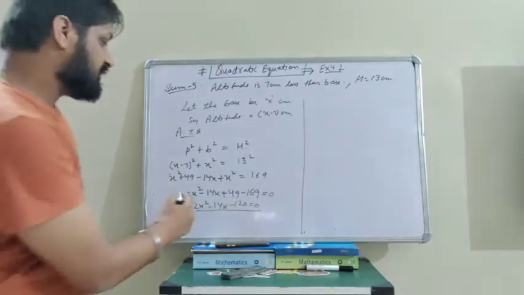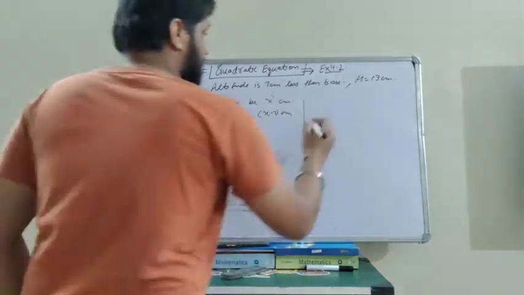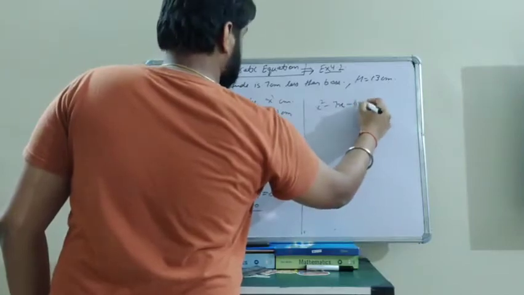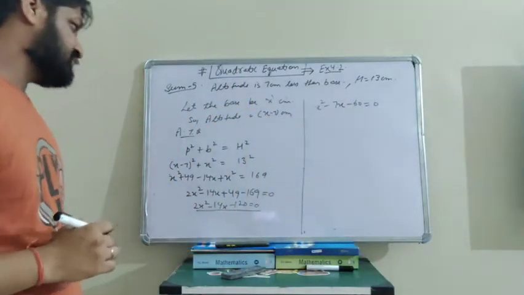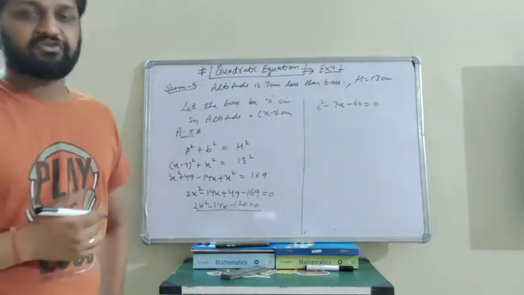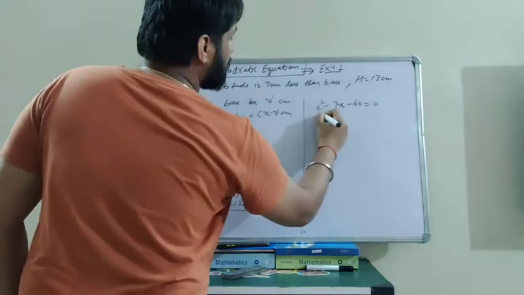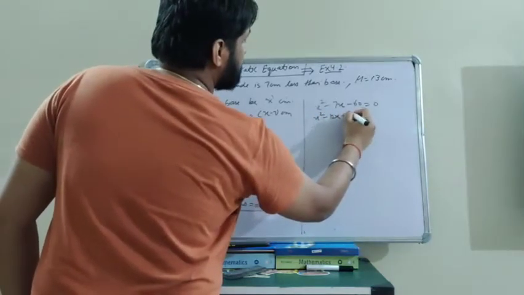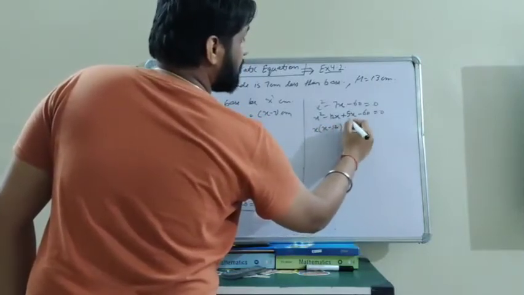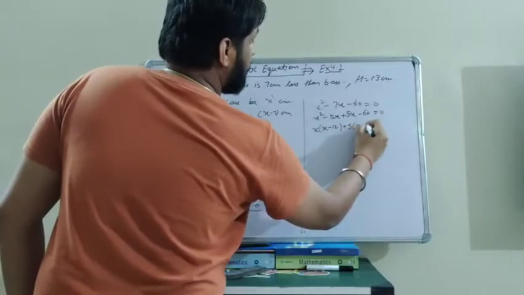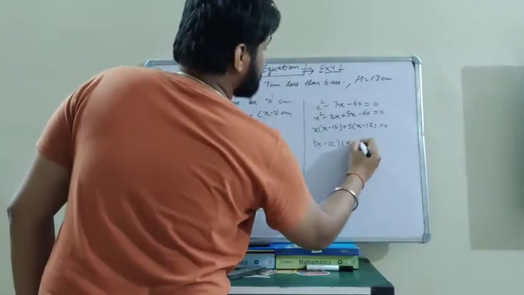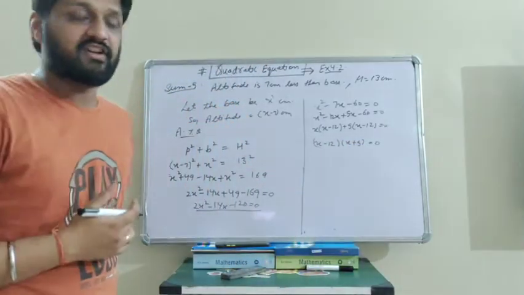As we can see that 2 is common in all the three terms, it will be written as x square minus 7x minus 60 is equal to 0. Now again we have to split this. So how will we split this? x square minus 12x plus 5x minus 60 is equal to 0. x is there, x minus 12, then plus 5 is common, x minus 12 is equal to 0. So here x minus 12 and x plus 5 are the factors of the given equation.